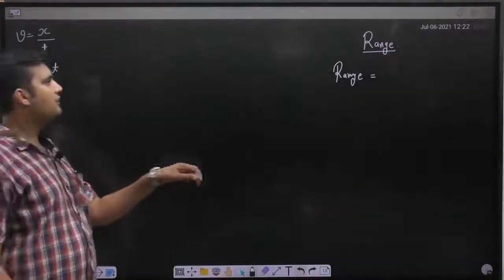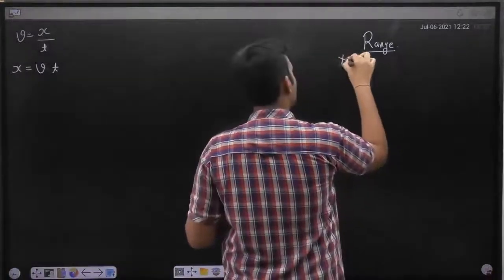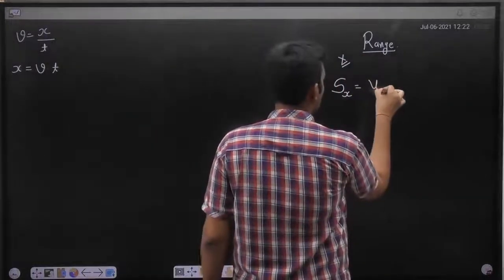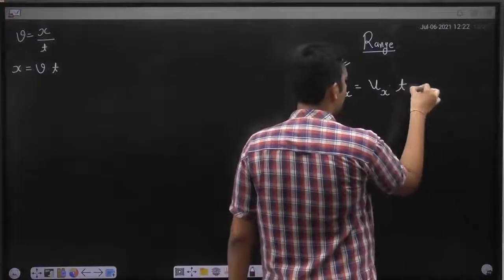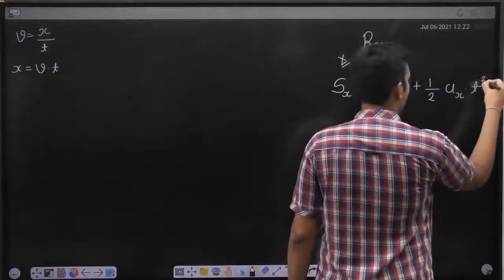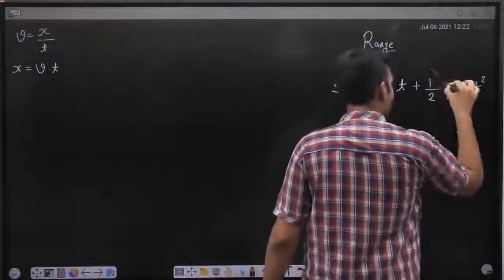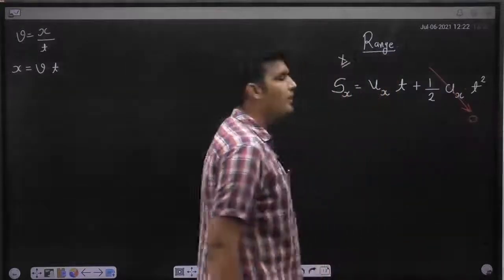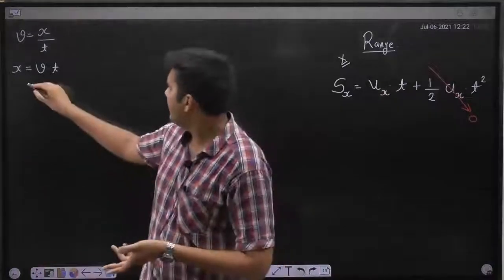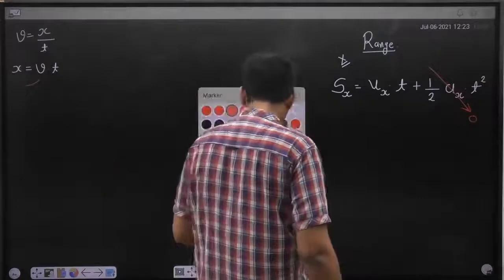Or you go with this formula. If you are talking about range, you will solve the equation for the x direction. Displacement in x equals initial velocity in x into time plus 1/2 acceleration in x into t square. But we know that the acceleration in x is 0, so this term goes to 0. What you are left with is only velocity into time. Just put the data and solve.